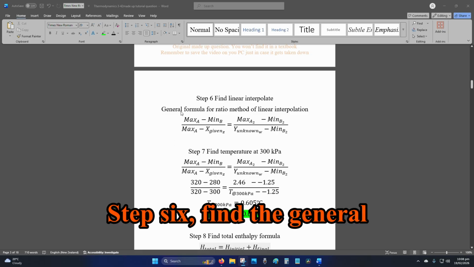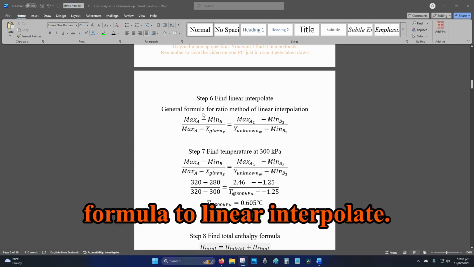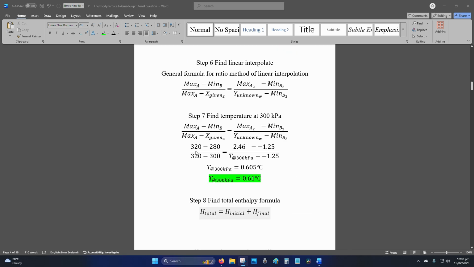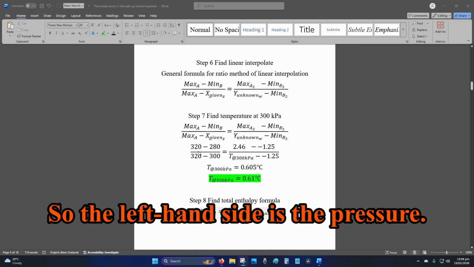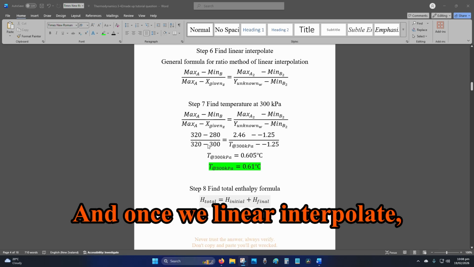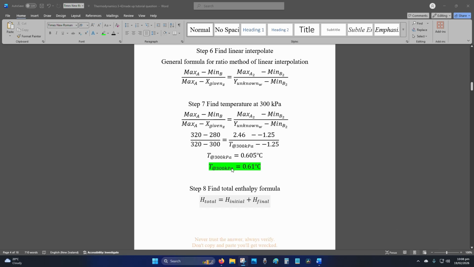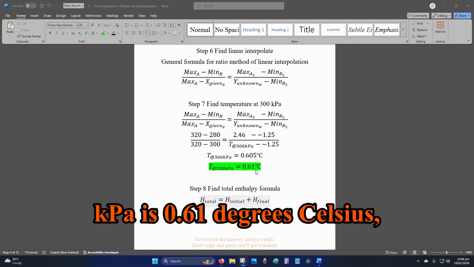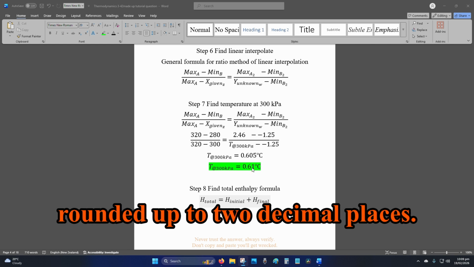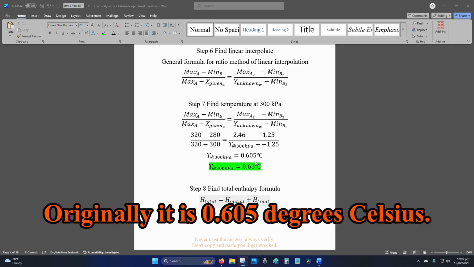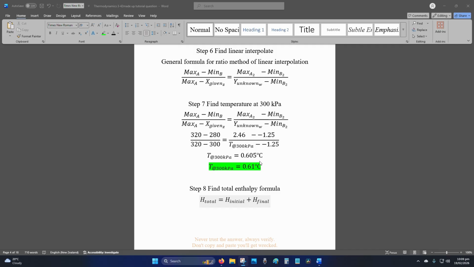Step 6, find the general formula to linear interpolate. So we're going to use the ratio method. So here it is. Step 7. The left hand side is the pressure. The right hand side is the temperature. And once we linear interpolate, the temperature at 300 kPa is 0.61 degrees Celsius, rounded to 2 decimal places. Originally it is 0.605 degrees Celsius.